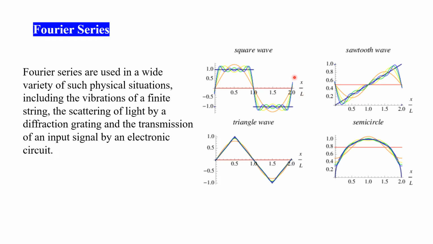So you have a square wave, a sawtooth, a triangle wave, and a semicircle. These other colored graphs are actually your Fourier series.